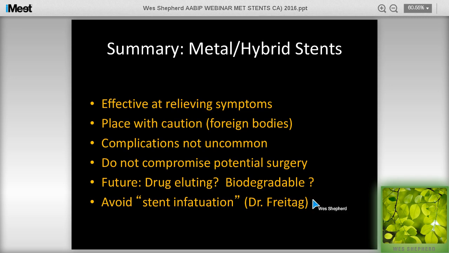So in summary, I think metal and hybrid stents are very effective at relieving symptoms. Again, I can't emphasize enough, they are foreign bodies, so I think they should be placed with caution. Complications are not uncommon, and in the future we hope to see other options as I alluded to.